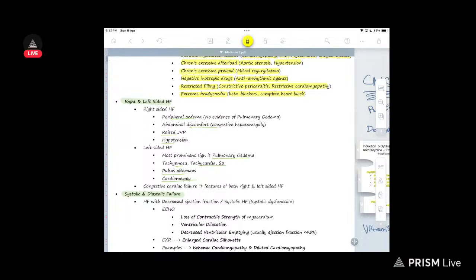Next, right and left sided heart failure. Right sided heart failure, you have peripheral edema, abdominal discomfort, raised JVP, and hypotension. There is no evidence of pulmonary edema in right sided heart failure, and for abdominal discomfort, you have congestive hepatomegaly.